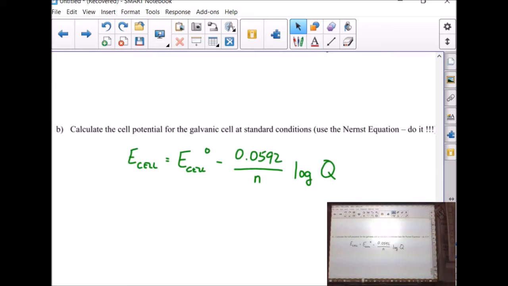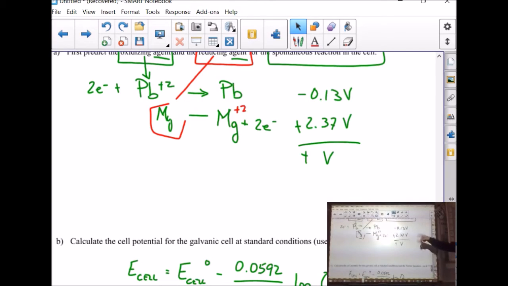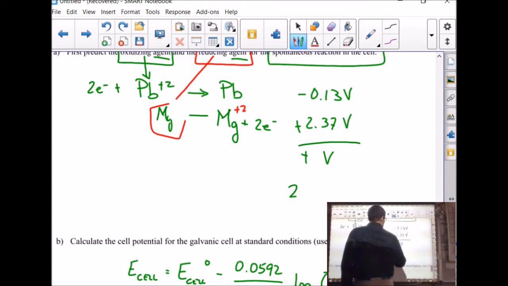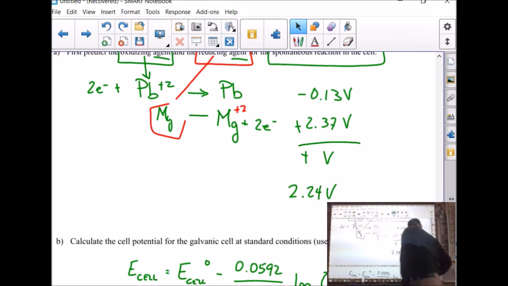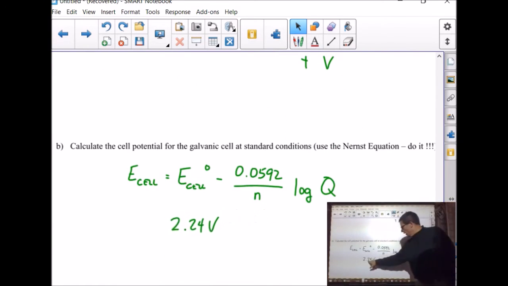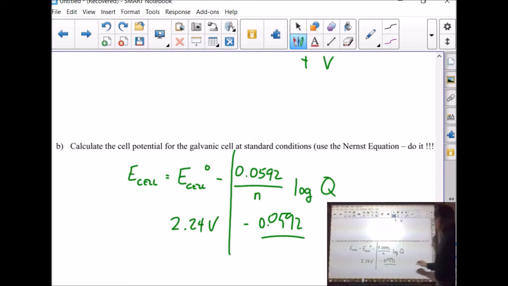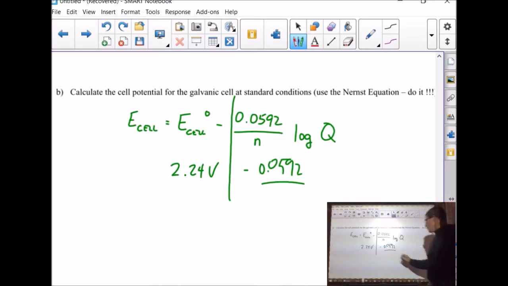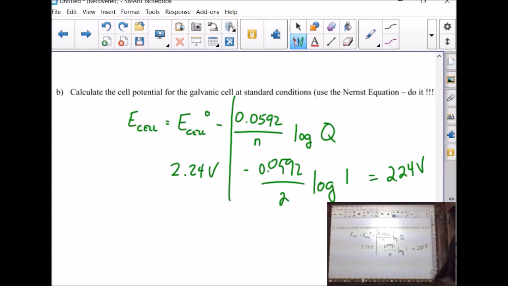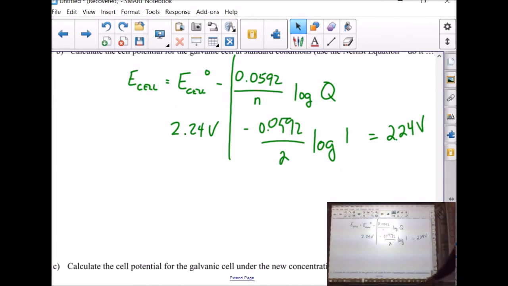And then calculate the cell potential for the standard conditions. It says use the Nernst equation. So here you go. What is that value there? 2.24. So we got 2.24, and that's our value there. So if the conditions are here, negative 0.0592, hold on. How many electrons are being changed? 2, good. But the log of 1, so your voltage is 2.24 volts, right? Because what is the log of 1, Isaiah? 0, very good. And then that last one, under the new condition.